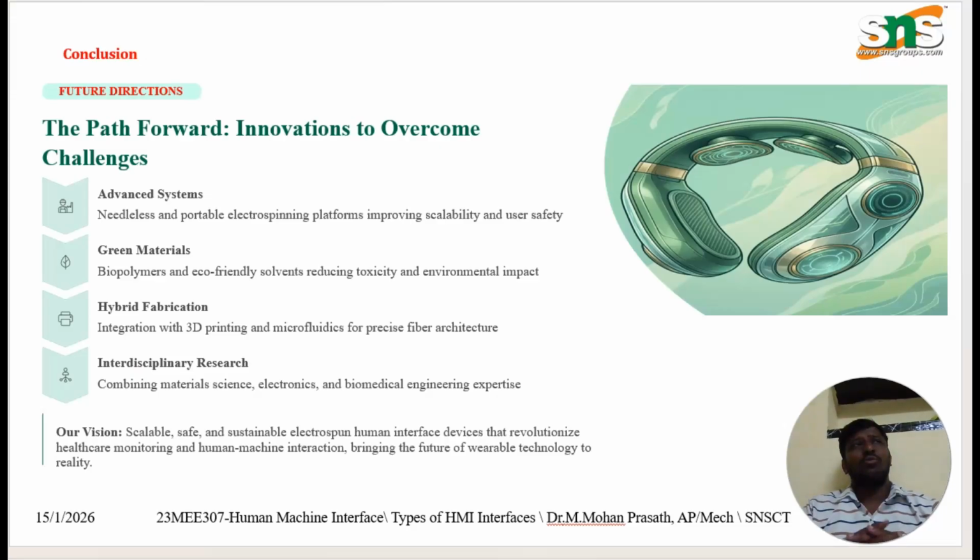Next, how to overcome these challenges: we need advanced systems which involve needleless and portable electrospinning platforms, improving scalability and user safety. For reducing environmental impact, we can go for green materials, the eco-friendly polymers. In the future, it may be integrated with 3D printing for precise fiber architecture. Next, interdisciplinary research combining material science, electronics, and biomedical engineering expertise.